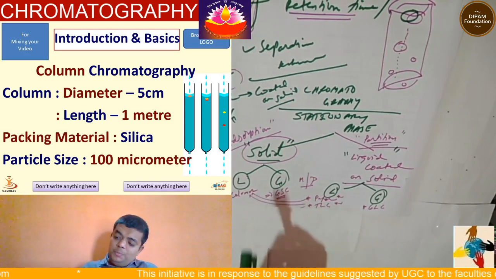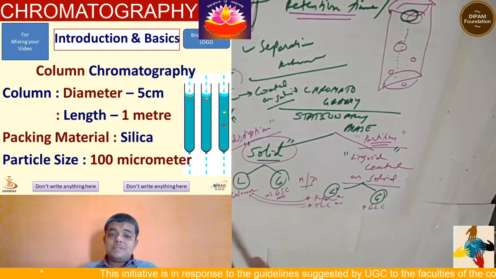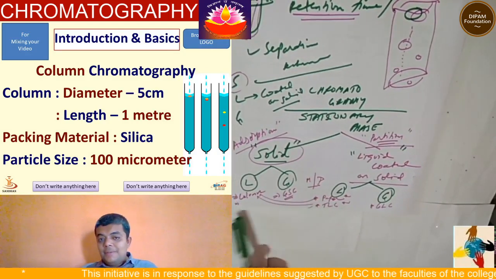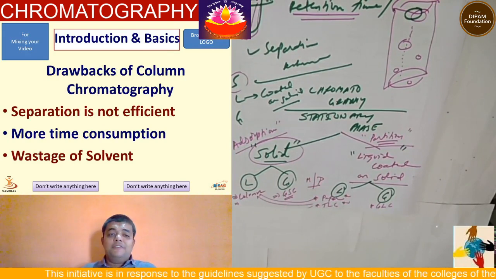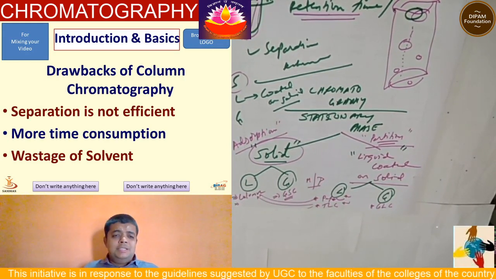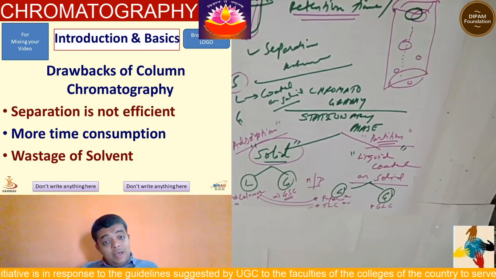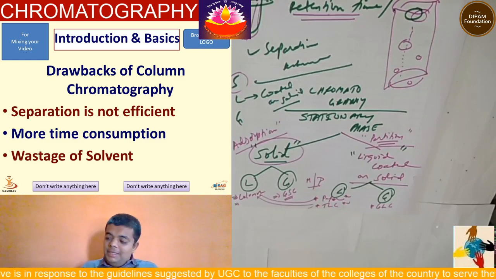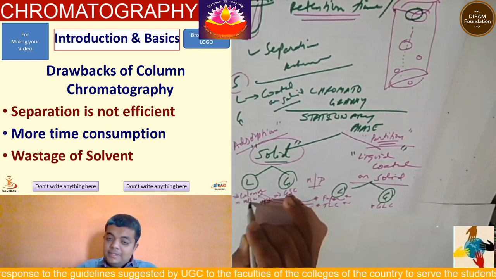And when I was speaking of liquid-solid chromatography, column chromatography, and I stopped saying that I'll add something else, that was there are some drawbacks of column chromatography. Separation inefficiency, time consumption is more, and wastage of solvent, which demanded a new technique. And that new technique is HPLC and UPLC.